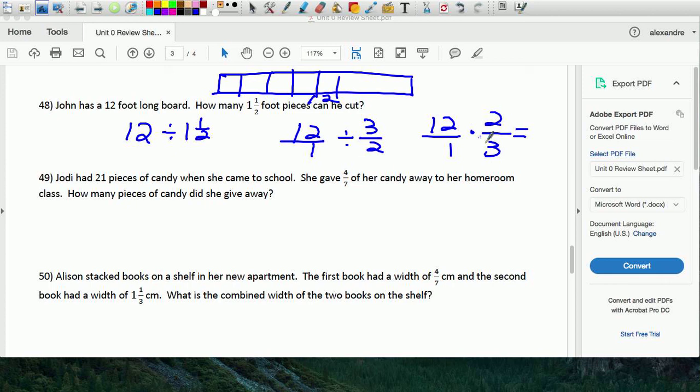And this one, can I simplify anything? I can, the 12 and the 3. They're both divisible by 3. So 3 divided by 3 is 1. 12 divided by 3 is 4. Now I'm ready. 4 times 2 is 8. At the bottom, 1 times 1 is 1, or 8 over 1, which is just simply 8. So how many little boards can I get out of a 12-foot long board? 8. 8 smaller 1.5 foot boards.